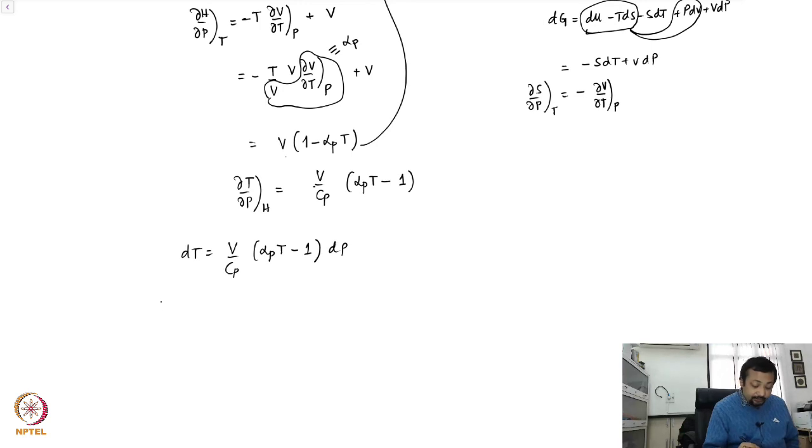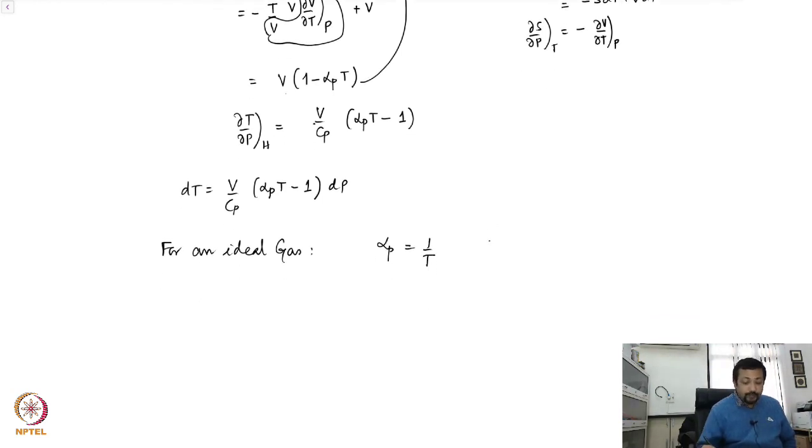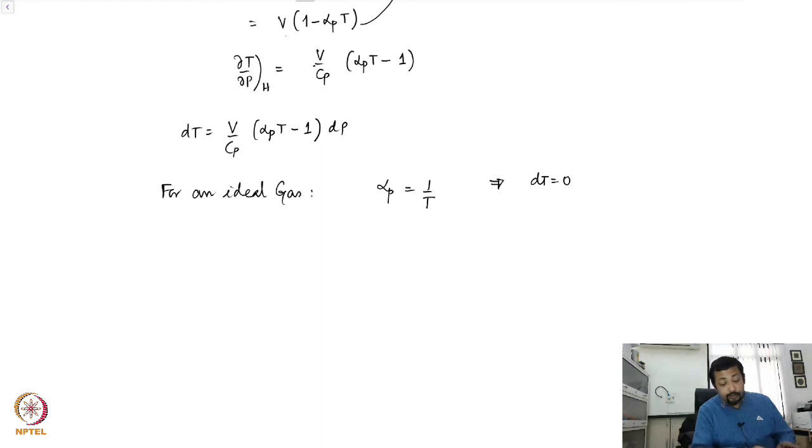For an ideal gas, alpha P goes as 1 over T, as we have just seen in our earlier calculation, and therefore this implies that dT is equal to 0. So this means that for an ideal gas there is no cooling, no heating, no change in temperature as the gas goes from the left chamber to the right chamber in the throttle. However, depending on the sign of this quantity, one can expect whether the gas can either cool down or heat up.